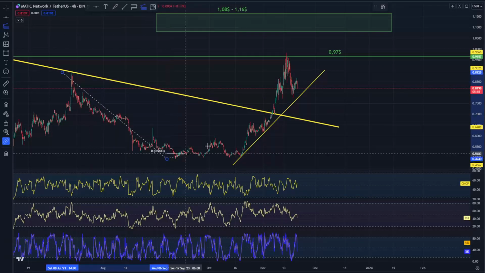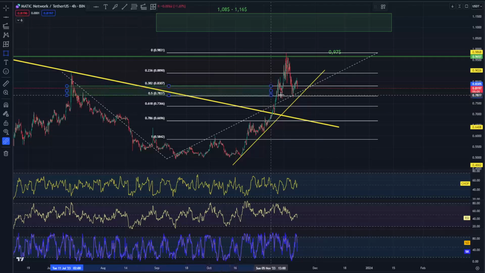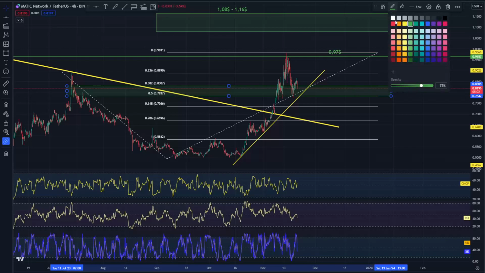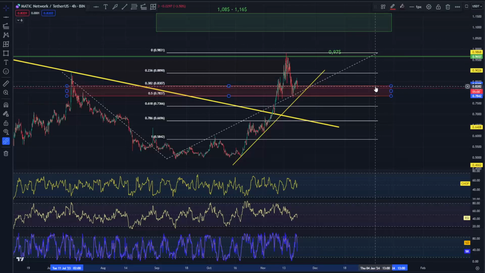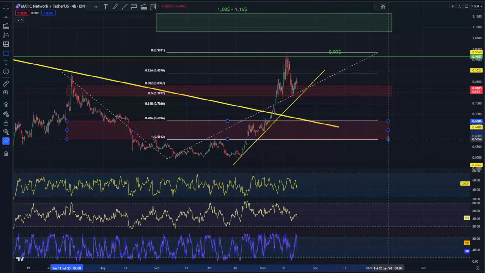Looking the other way, we can similarly determine support areas, and here we can see that the price remains in the first support zone from 83 cents to 78 cents. When this zone is broken, we can see the price return to the second zone from 67 cents to 58 cents.